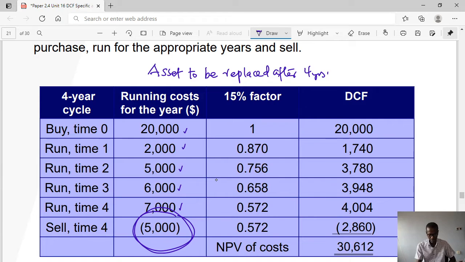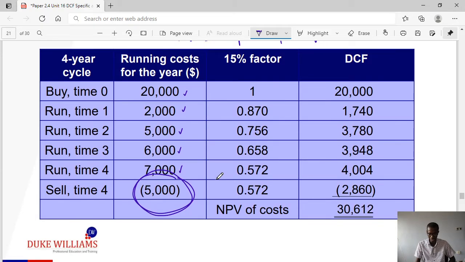So just make a list: the initial investment plus all the running costs, and then the residual value. We discount it at 15% using the present value table, and we multiply the running cost and the initial investment by the discount factor, and we get the net present value of the cost. So it will cost us 30,612 if we are to replace the asset after 4 years. But remember, we are using equivalent annual cost, which is the NPV divided by the annuity factor. So we have found the NPV after 4 years.